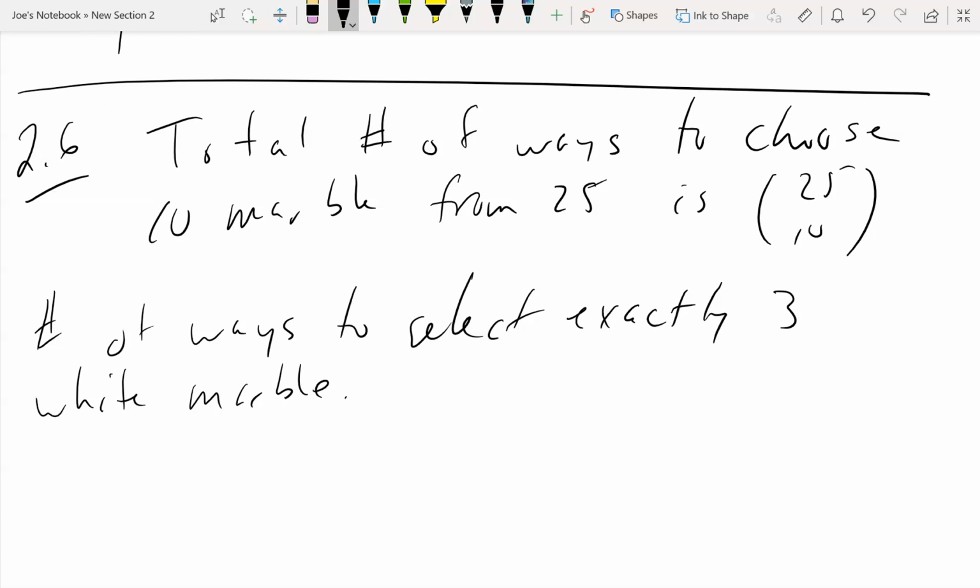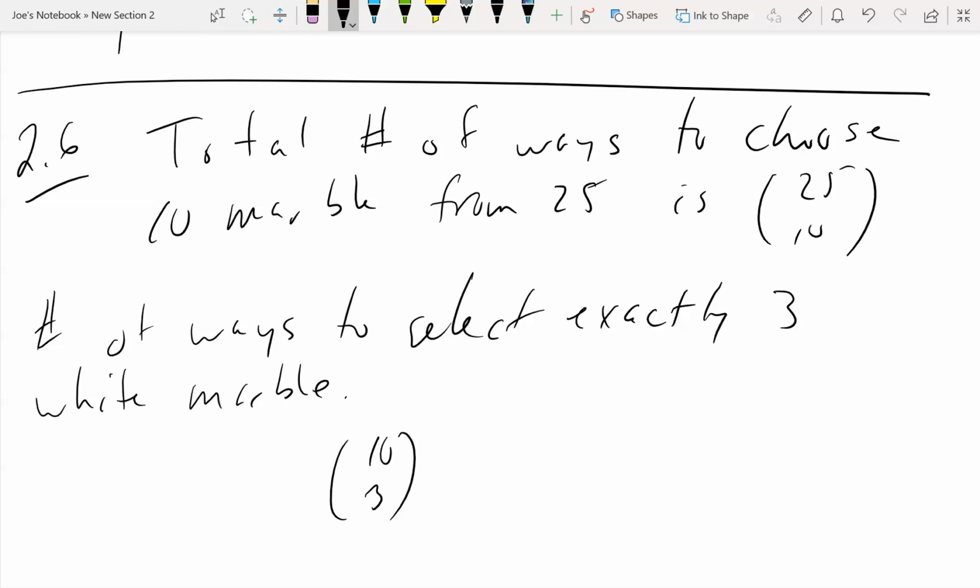So let's think about how we would have to fill this in. Let's think about first just picking the white marbles. How many ways are there to pick 3 white marbles? 10 choose 3, right? This is literally just picking the 3 white marbles from the 10, correct? But that's not picking 10 total marbles. How many marbles are there left to pick? 7.